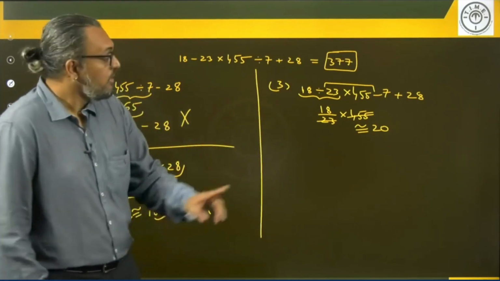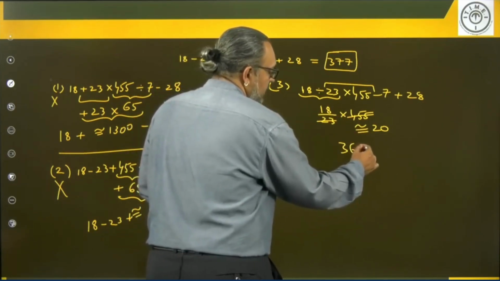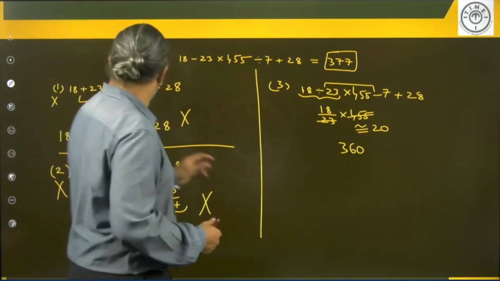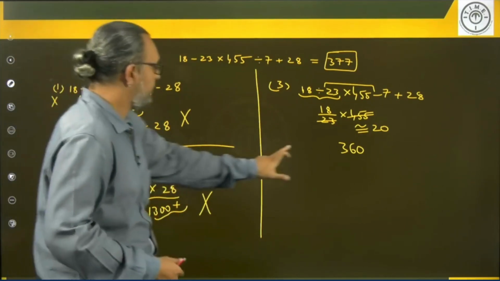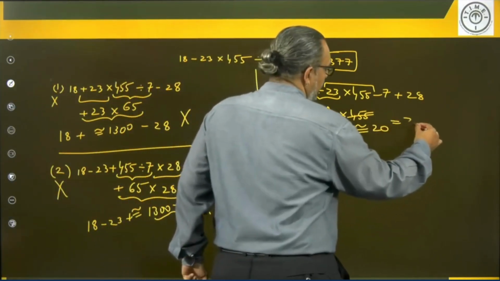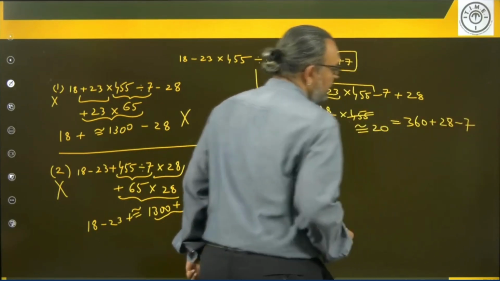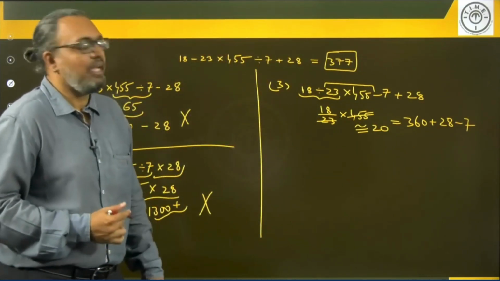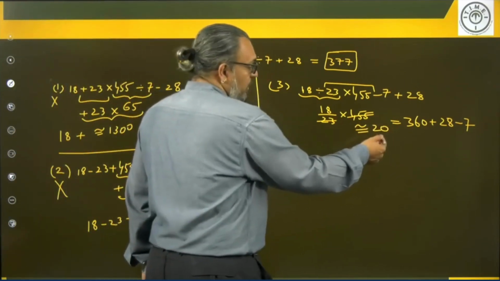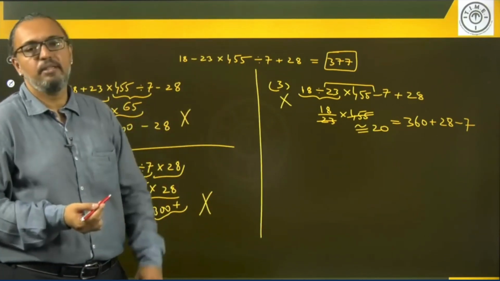Are you understanding the point? So approximately 20 times. That means 18 into 20, so basically this is 360. Correct? So if I take 360 plus 28, minus 7, we get 388 minus 7, you get 381. But actually this is less than that only. So I can also rule this out. This is not going to be my answer because I have to get 377.